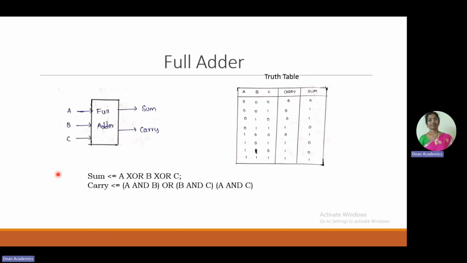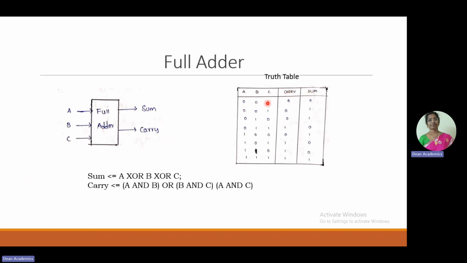A full adder, as a black box, has three inputs A, B, C, and performs addition of 3 bits. Sum and carry are the outputs of this full adder. So A, B, C are the inputs, carry and sum are the outputs.